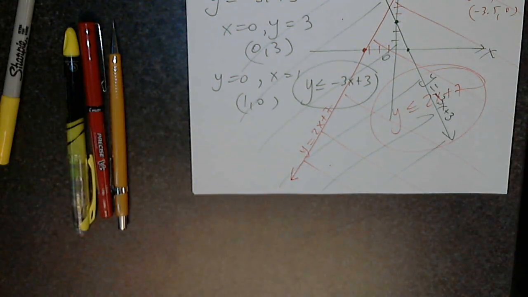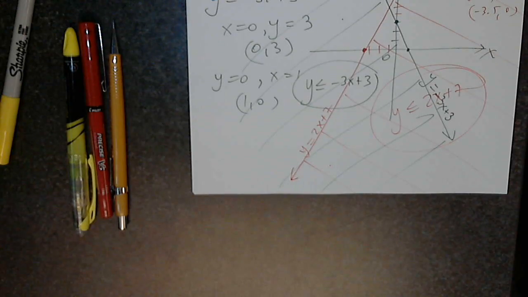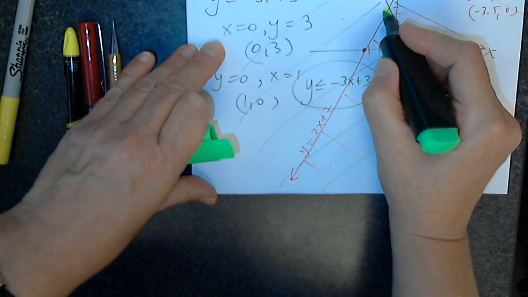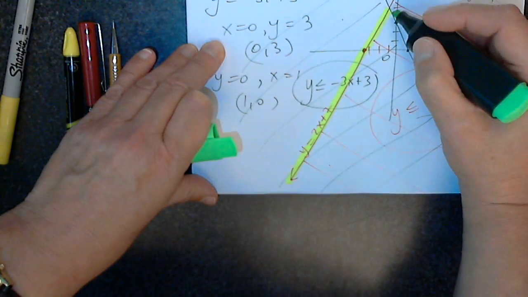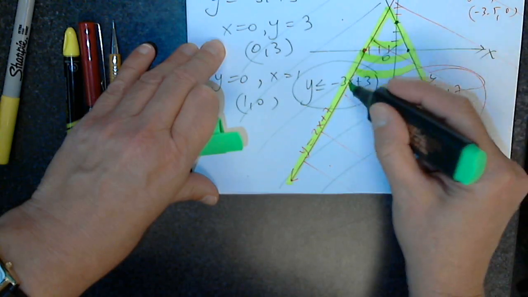And now I'm looking at the green region and red region, and what do I do with those two? We intersect them. So it's this point, this line, the corner point, this line, and everything in between.